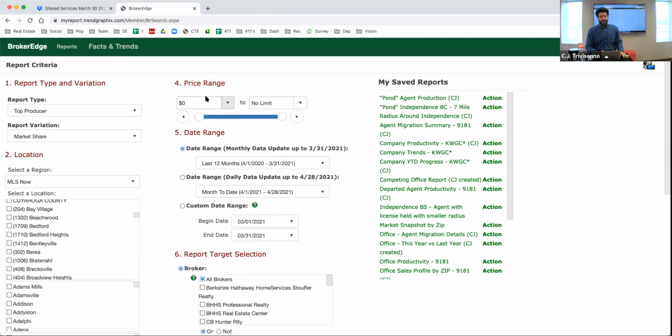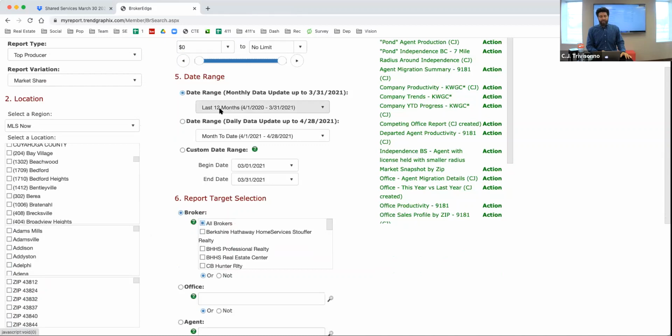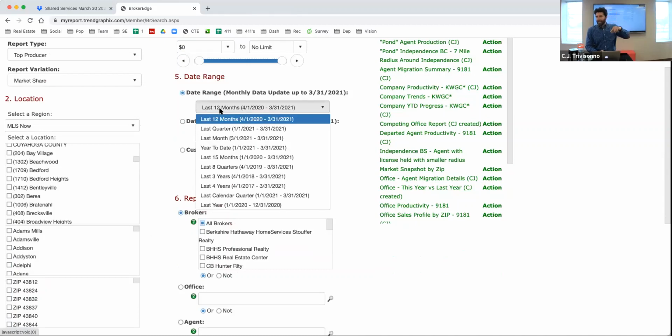Okay, so back up to the top here. Again, you can pick another filter if you wanted to. So if you're looking for agents who are selling at a high price point, you can filter this as much as you want. You can figure out the date range that you want. Typically I do the rolling 12 months. The last 12 months is probably the most common that I do.